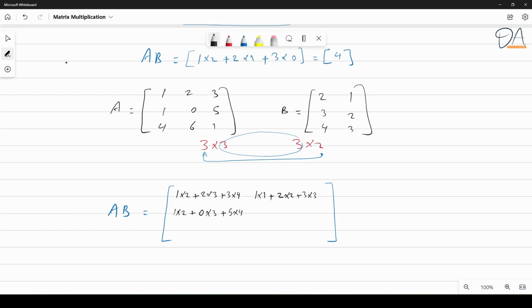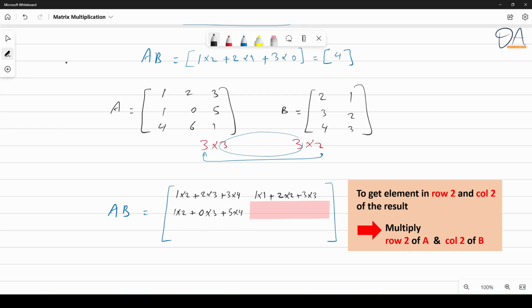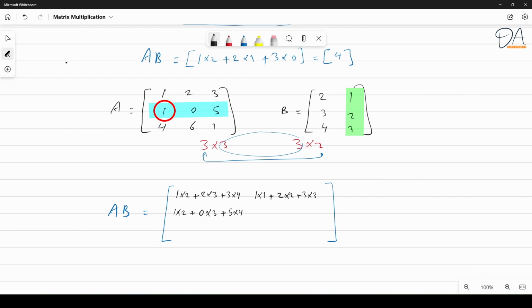And then we can go to the next one, which is in the second row and second column. So that means we need to multiply the second row from A times the second column from B. So first element times first element, 1 times 1, plus second element times second element, 0 times 2, plus third element times third element, 5 times 3. So we finish with the second row. Now we move to the third row.